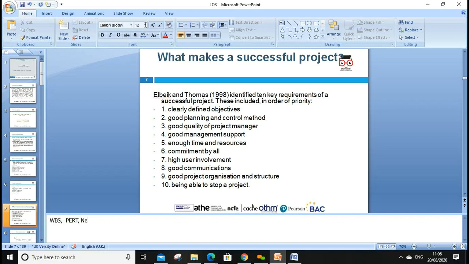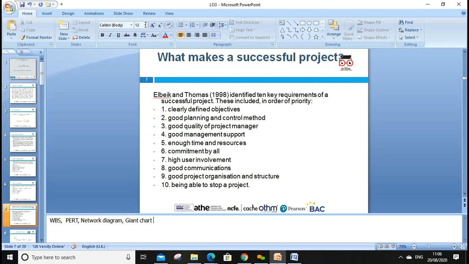And the network diagram. Of course, the Gantt chart and various other tools. So these are some approaches we can use. These are planning approaches. Good quality and project managers, good management support, enough time and resources, commitment by all, high user involvement, good communications, good project organization and structure, and being able to stop a project. Any questions? No, nothing.